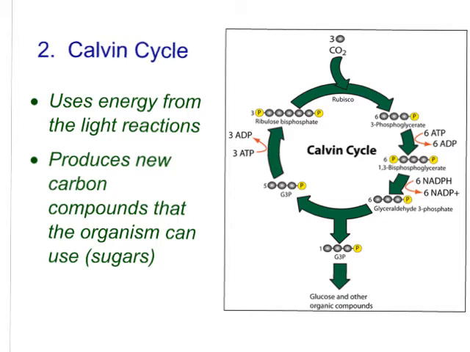So this cycle continues to cycle through over and over, producing compounds that the organism can use, glucose, sugars, glucose is a sugar, and other compounds. And it uses the energy, once again, from the light reactions and carbon dioxide that the plant takes in order to provide the carbons for these glucose molecules and other compounds.